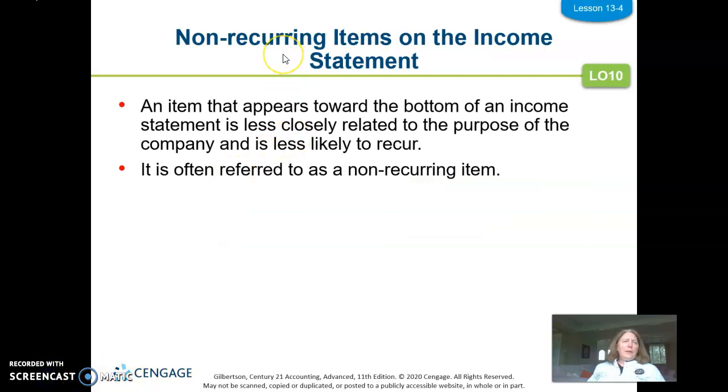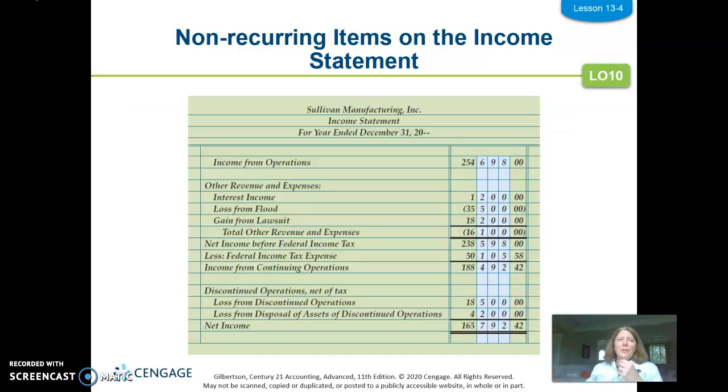And then the third advanced topic is non-recurring items on an income statement. And what it's trying to say in these bullet points is at the top of an income statement, you tend to have things that are closely related to the purpose of the company or the operation, and they're more likely to recur every single period. And then the things at the bottom are things that are less likely to recur, and they're less core to the business. They're outside the normal operations.